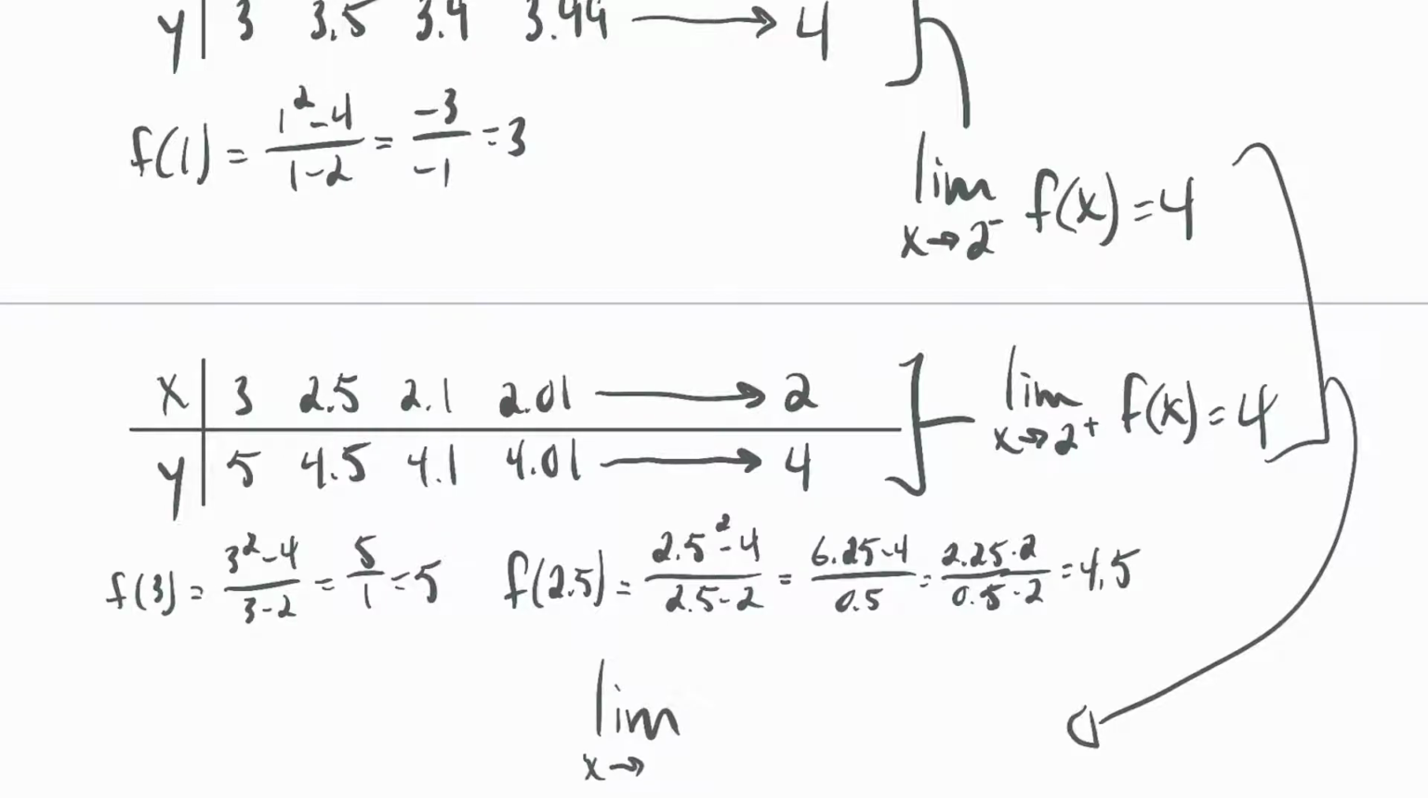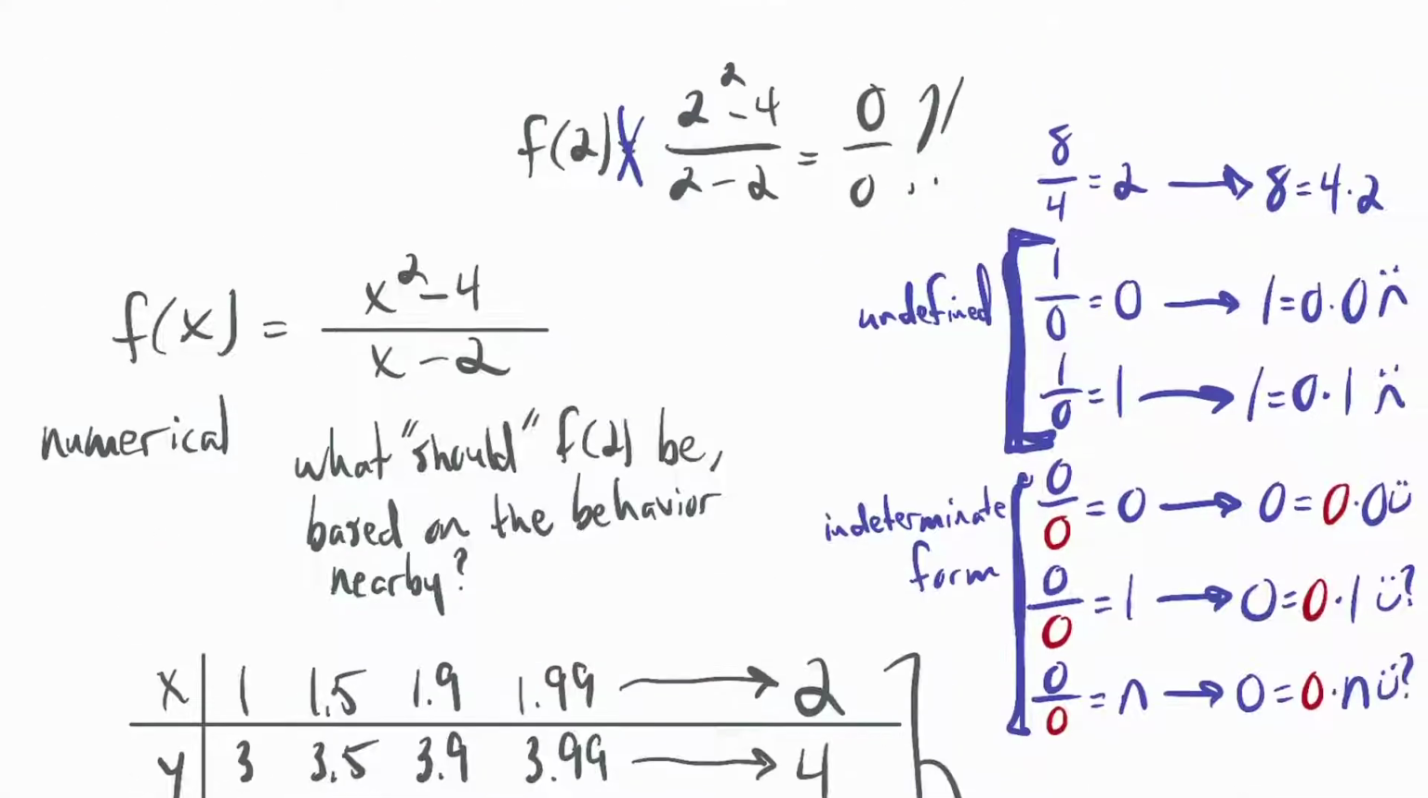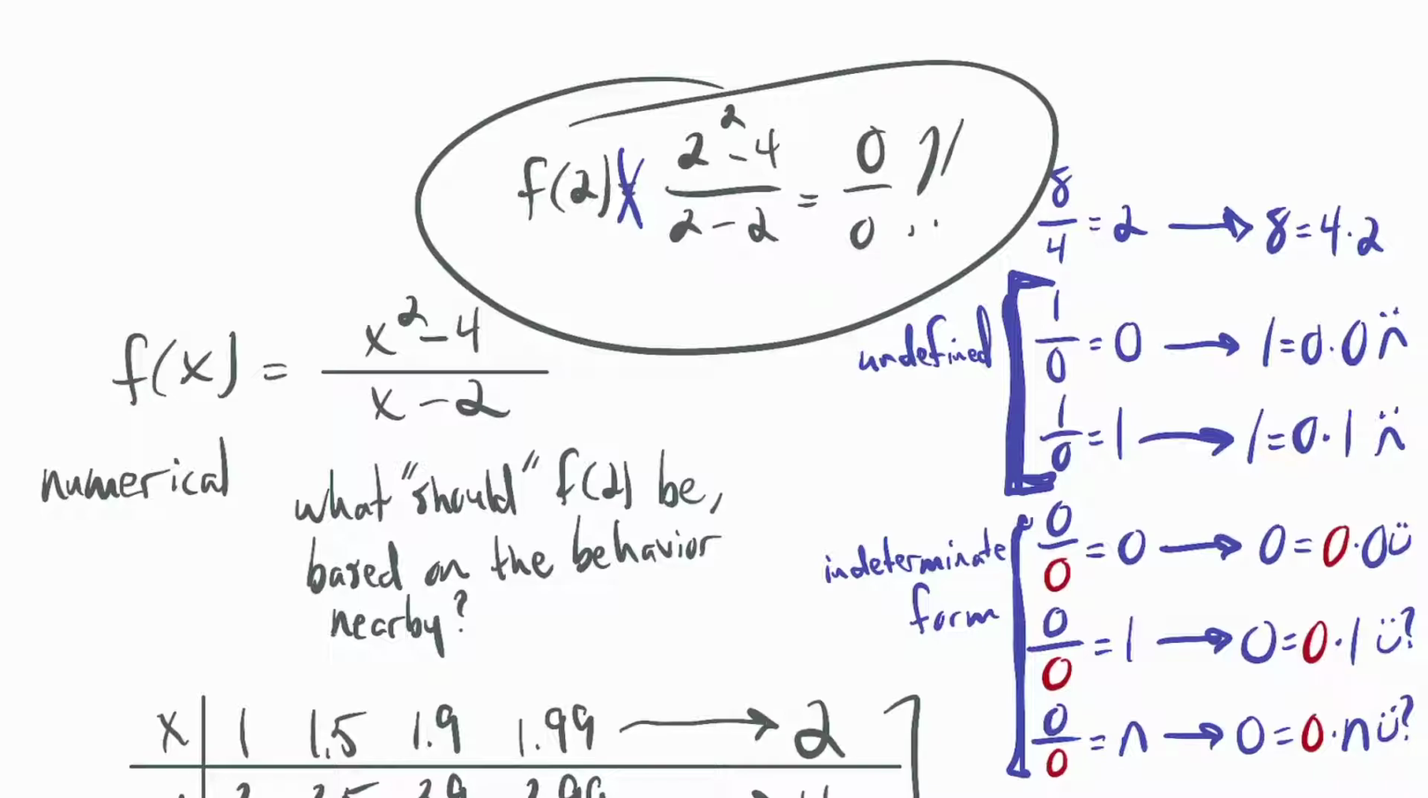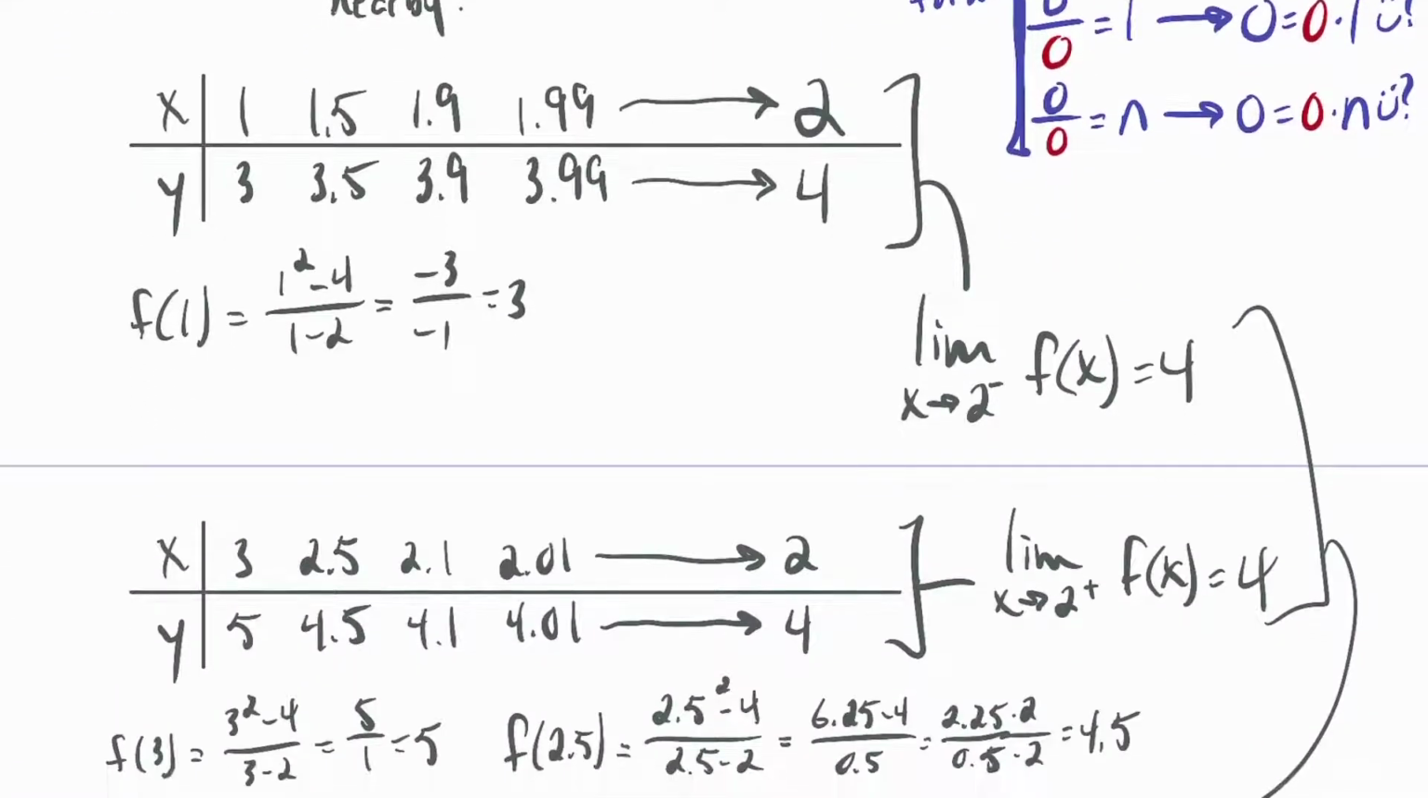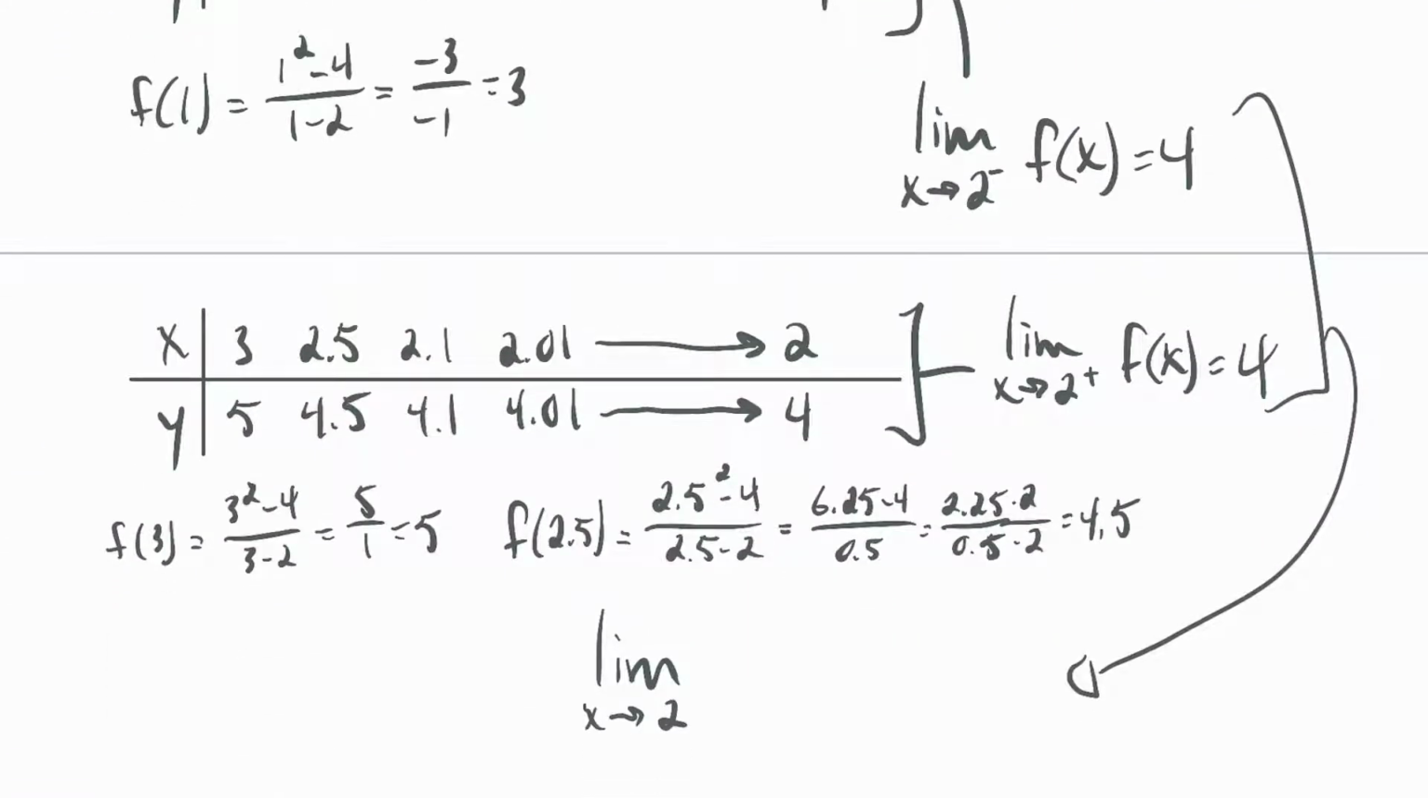as x goes to 2, not x equals 2, right? Because remember, f of 2 is undefined. We get an indeterminate form, 0 over 0. You can't do f of 2. It doesn't work. But the limit, which means what's the behavior nearby? Do we get a consistent pattern of the behavior nearby? Yes. In this case, we get 4. 4 is the limit of the function as x goes to 2. Okay, so this concept is basically the foundational bedrock of calculus.